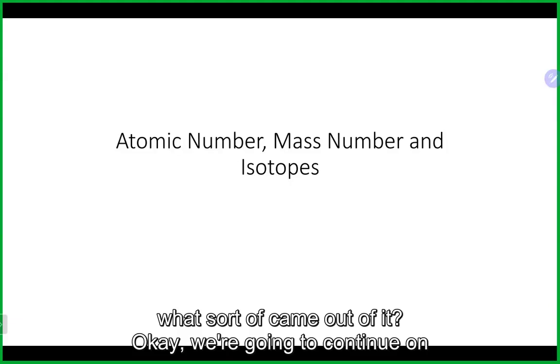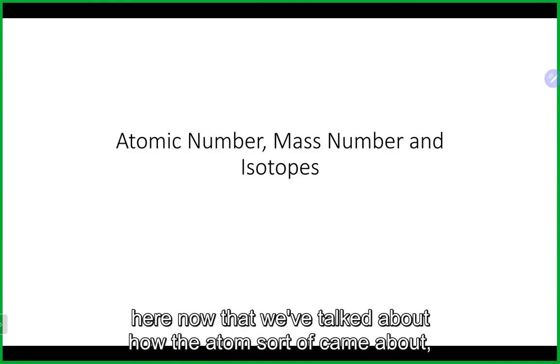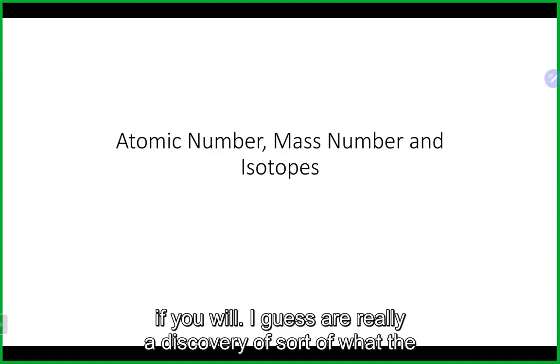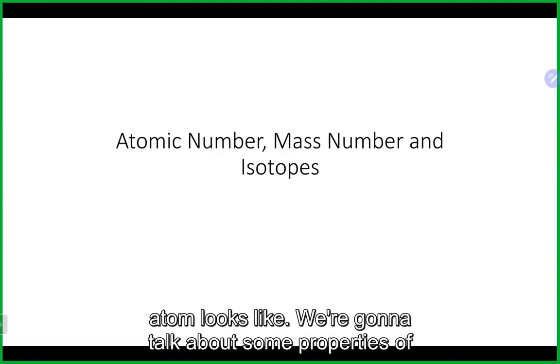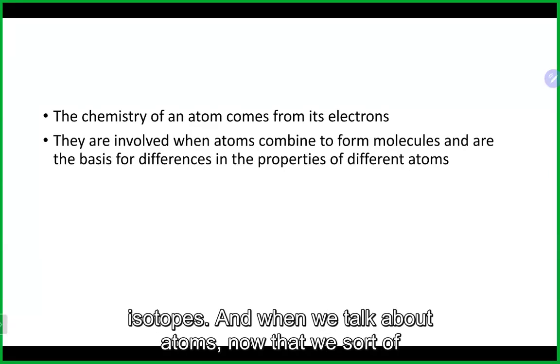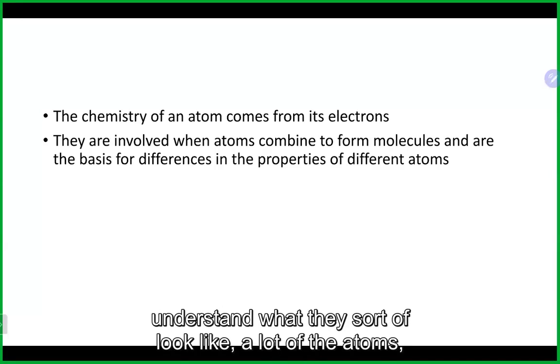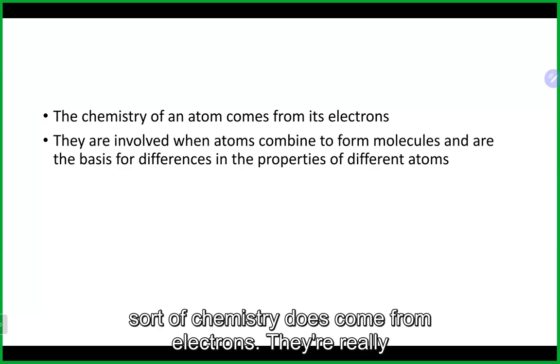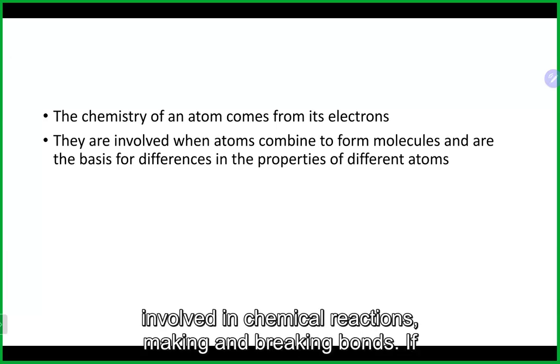Okay, we're going to continue on here. Now that we've talked about how the atom came about, or really the discovery of what the atom looks like, we're going to talk about some properties of the atom, including atomic number, mass number, and isotopes. And now that we understand what atoms look like, a lot of chemistry does come from electrons. They're really involved in chemical reactions, making and breaking bonds.